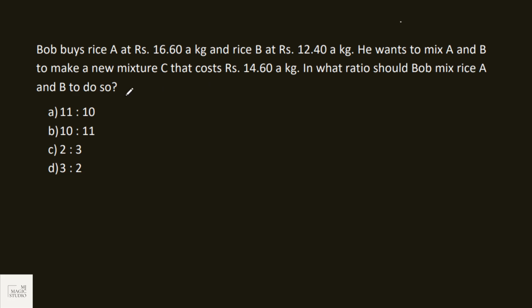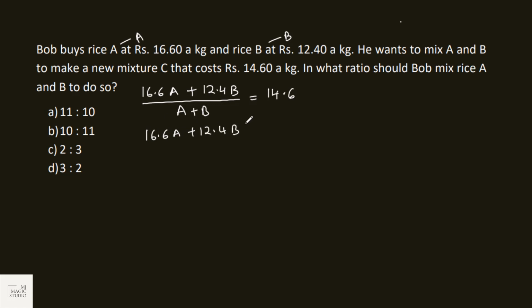Simple weighted average question. Let us take A kg of rice A and B kg of rice B. Then the total cost of rice A would be 16.6 A and the total cost of B would be 12.4 B. This, when divided by the total weight A plus B, should equal the average, that is 14.6. If we solve this, we can very easily find the value of A by B. Let's do it. 16.6 A plus 12.4 B equals 14.6 A plus 14.6 B.